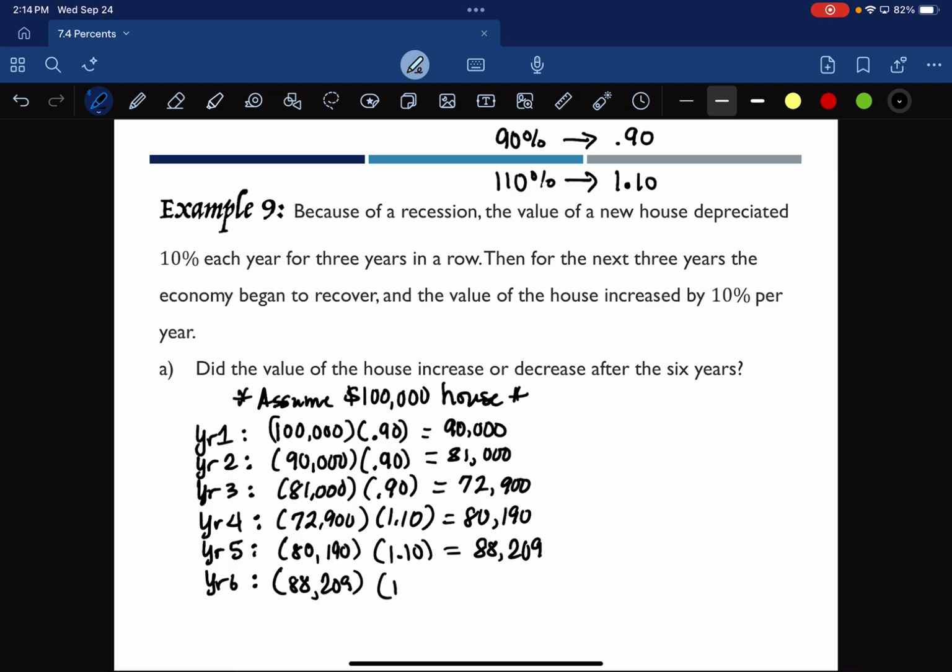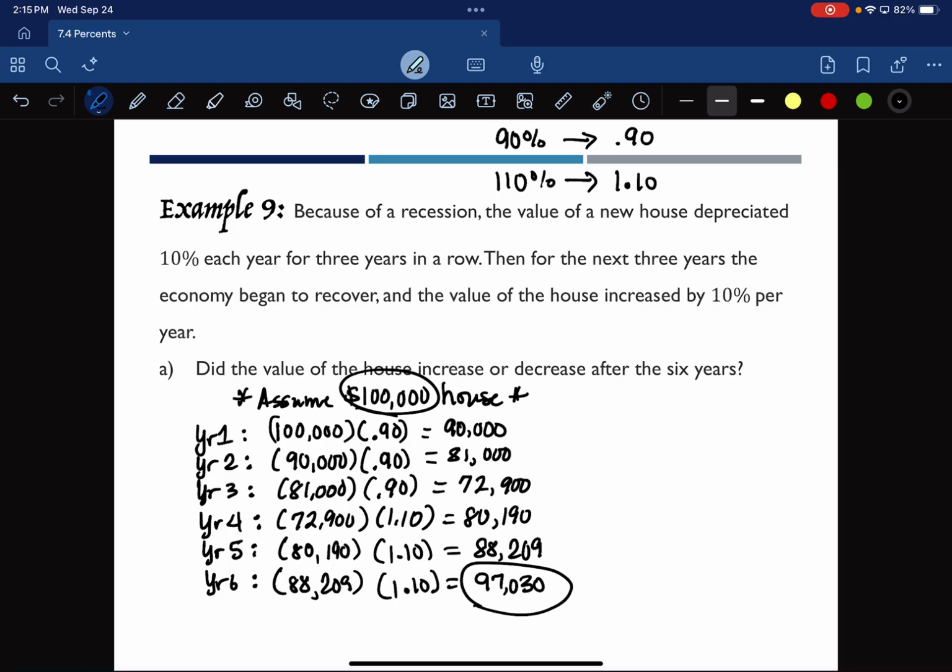And then we have year 6, 88,209 times 1.10. What do you have? You're going to get $97,030 if you round up. Yes, so if we round, $97,030. Okay, so this is where we started, and this is where we're ending.